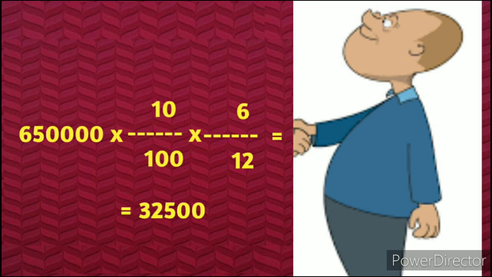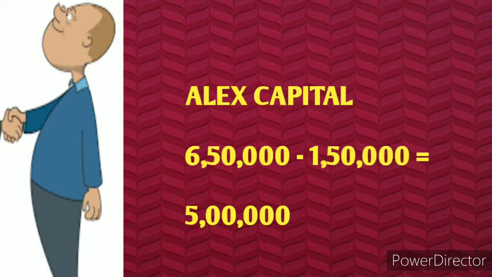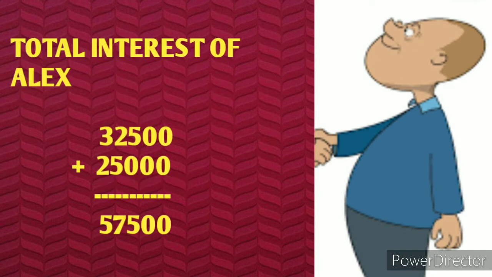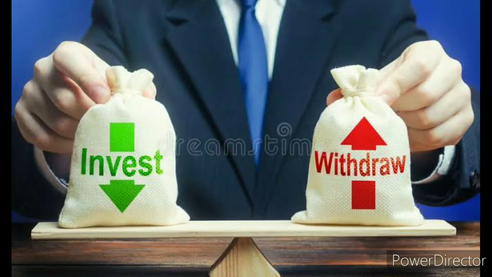But after 6 months he withdraws rupees 1,50,000. So his capital becomes 5 lakh. Now he will get the next 6 months interest on capital on 5 lakh. Okay. Now we will calculate Alex's interest for the next 6 months. 5 lakh multiply 10% multiply 6 by 12, that is 25,000. Now we will add both interests of Alex and it becomes 57,500. So sometimes questions like these come in the exam, in which sometimes capital is added and sometimes capital is withdrawn.